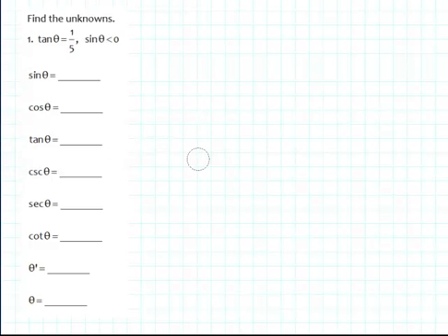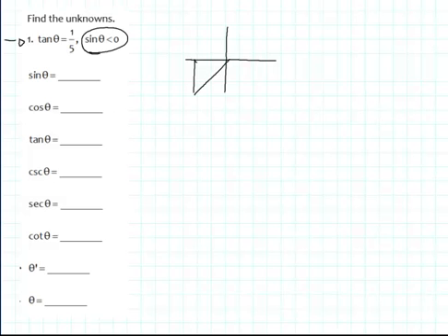Hey, I want you to take this information right here and help me figure out the values of these trig functions and of the angles down here. So I'm given that tangent is 1/5. Tangent can only be a positive 1/5 in either the first or the third quadrant. This little thing here tells me that sine is negative, so I have to be in the third quadrant.